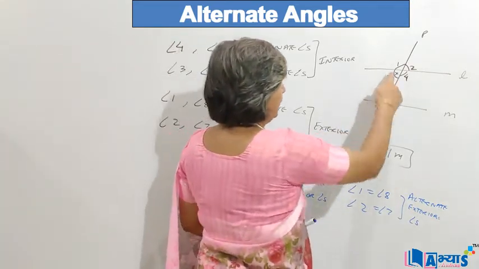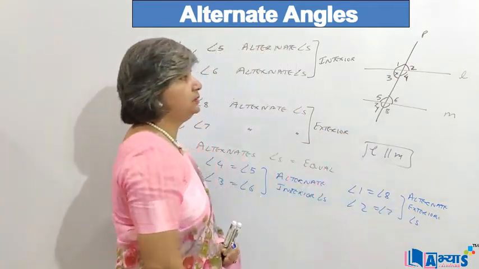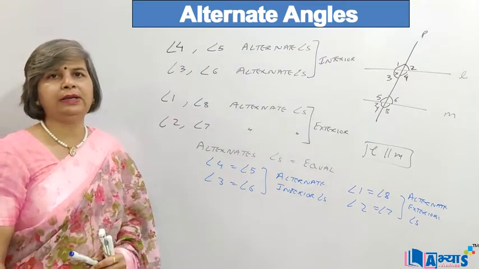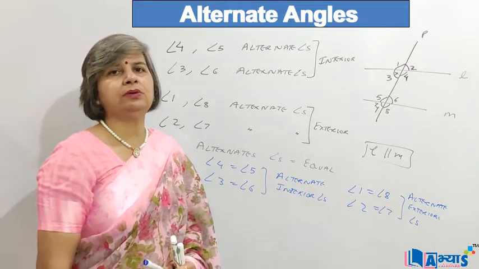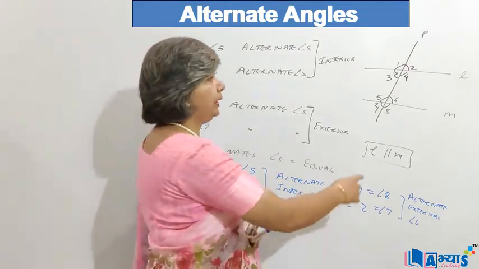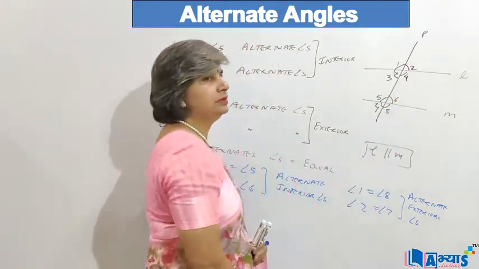So we have 4 and 5 as alternate interior angles, 3 and 6 as alternate interior angles, whereas 1 and 8 are alternate exterior angles, and 2 and 7 are again alternate exterior angles. When L is parallel to M, alternate exterior angles are also equal. So 1 will be equal to 8 and 2 will be equal to 7.